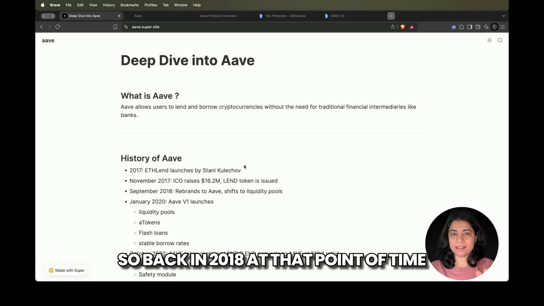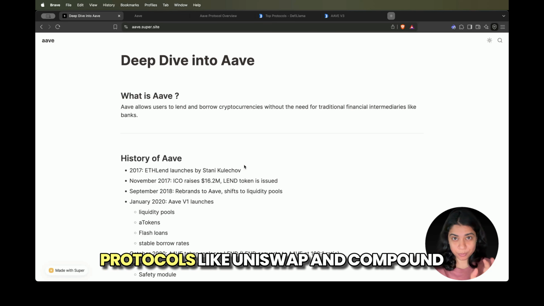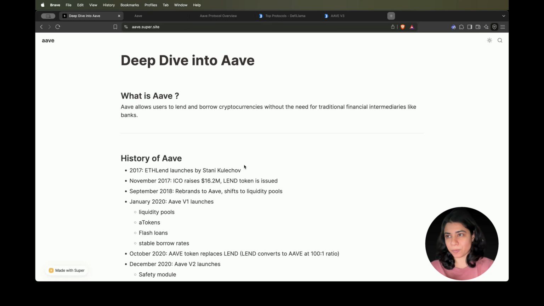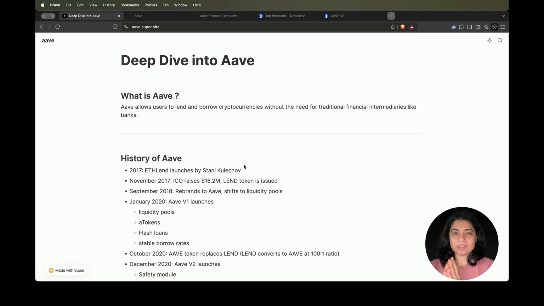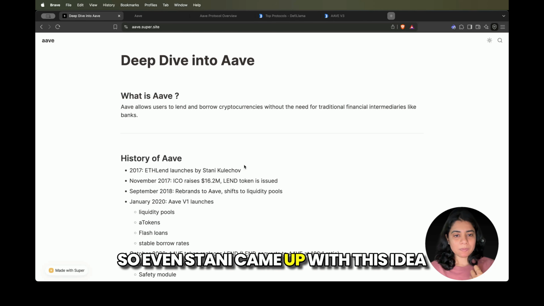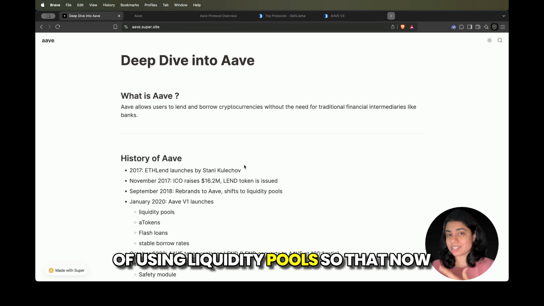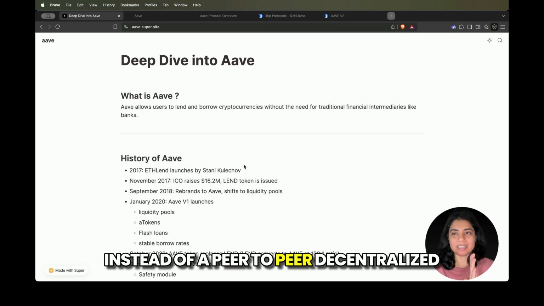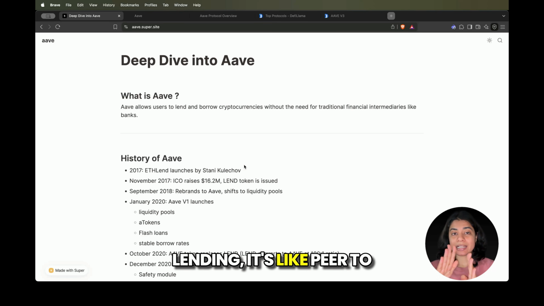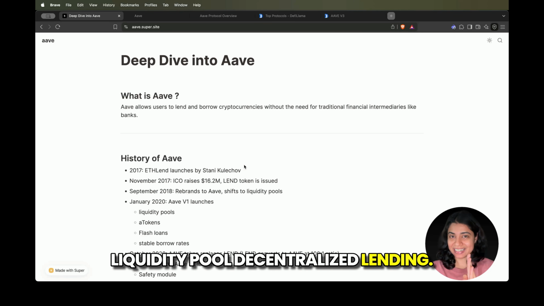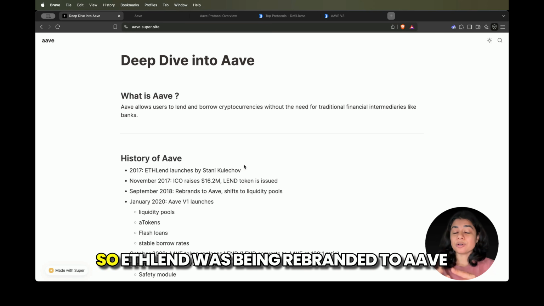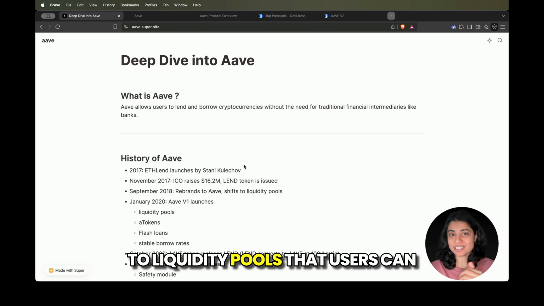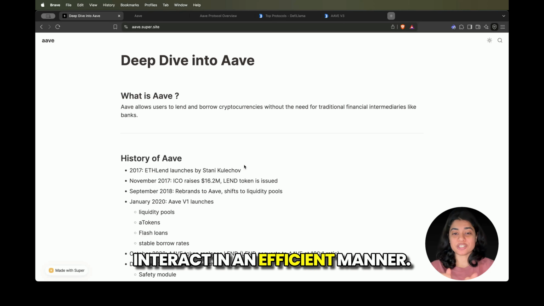Back in 2018, protocols like Uniswap and Compound were moving towards this model of liquidity pools. Even Stani came up with the idea of using liquidity pools, so that instead of peer-to-peer decentralized lending, it becomes peer-to-liquidity-pool decentralized lending. That's what gave birth to Aave in 2018. ETHLend was being rebranded to Aave, and the model was being changed to liquidity pools so that users can interact in an efficient manner.